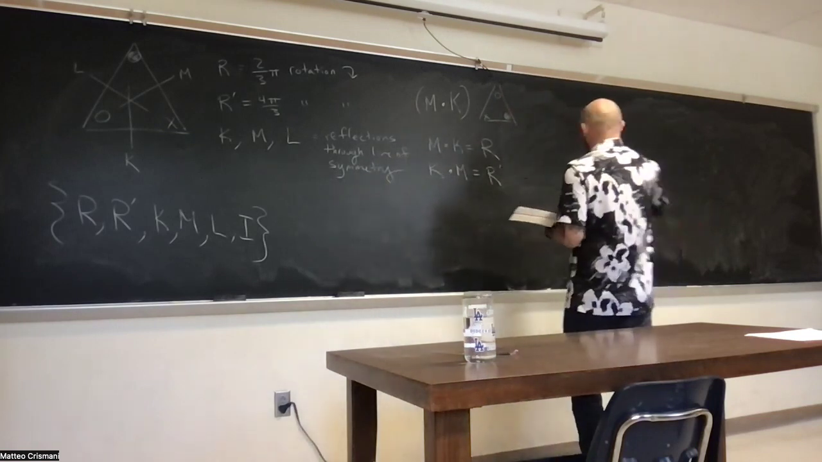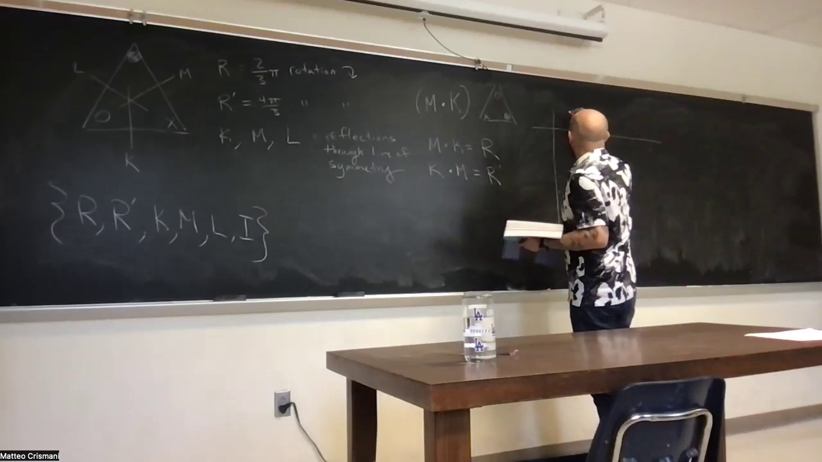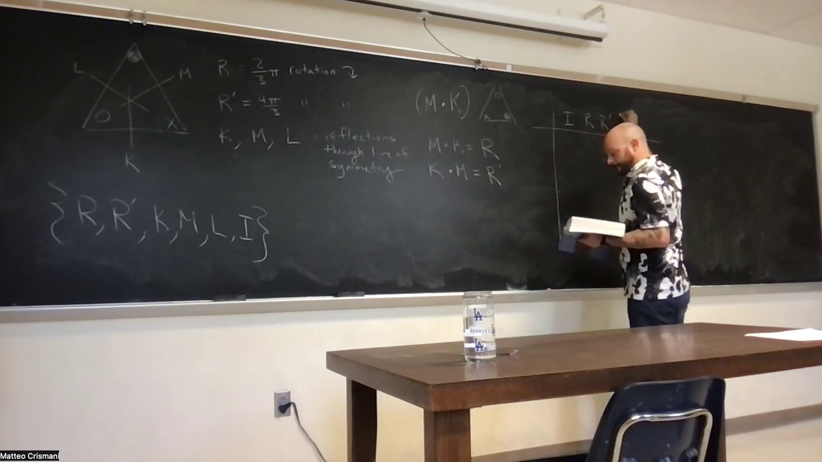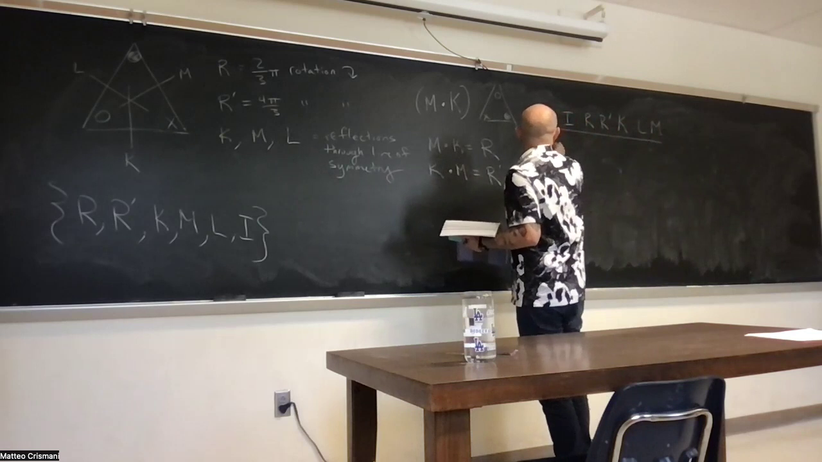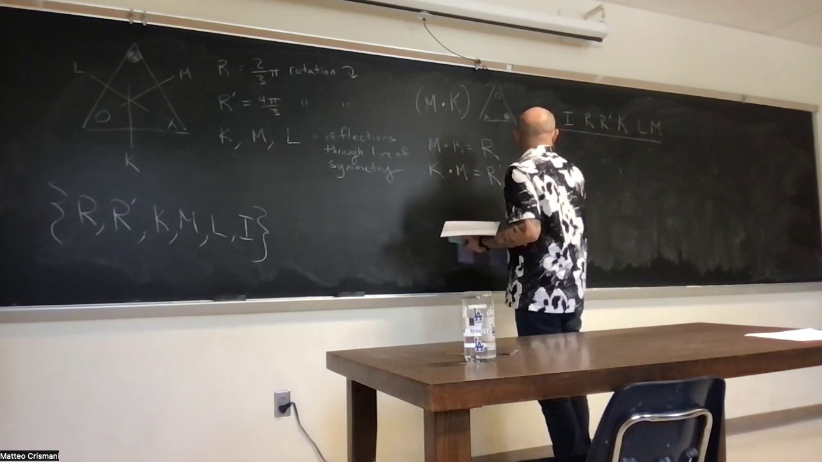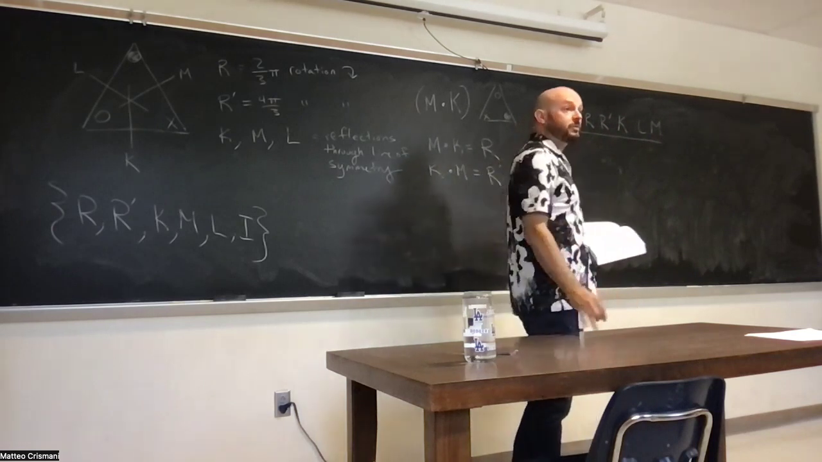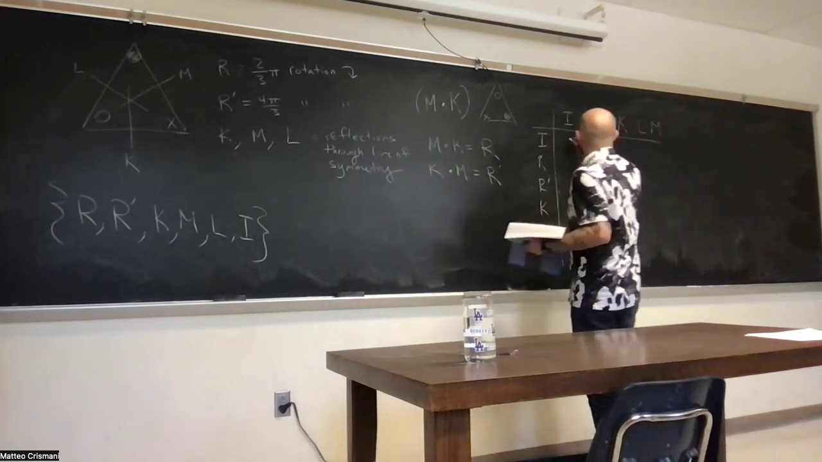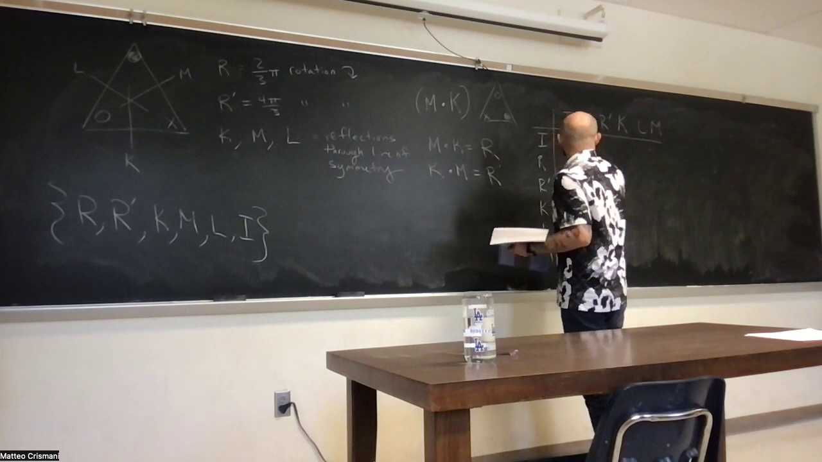Okay, so let's do the set, of course, it is I, R, R prime, K, L, M. This is a bigger multiplication table than you've seen before, but no one's worried, right? All right, what's in the diagonal? Just I.